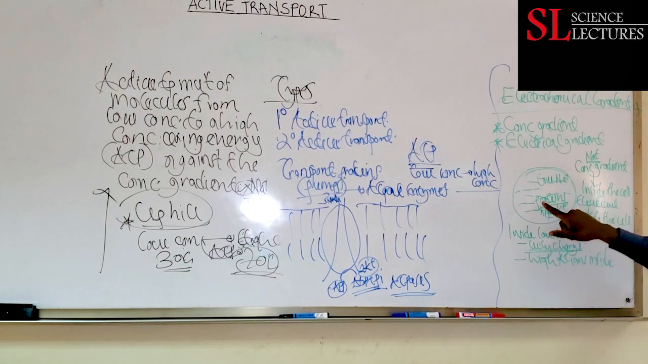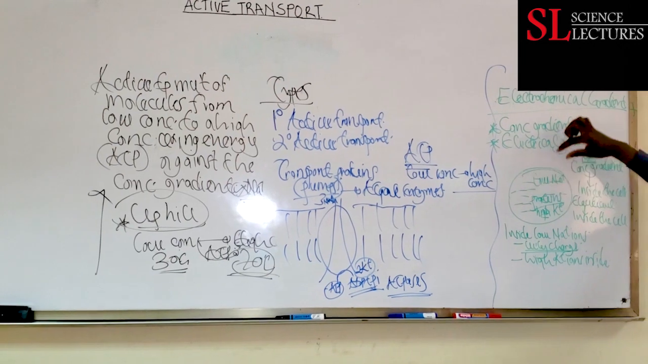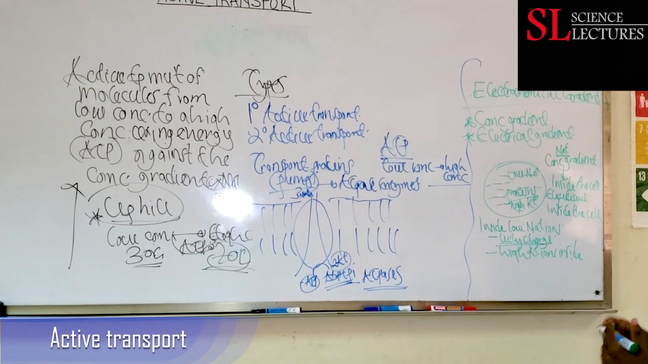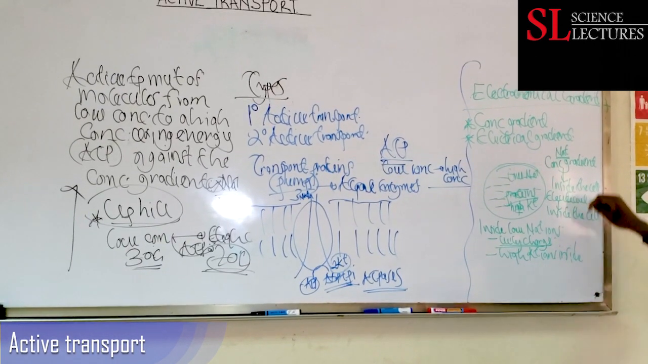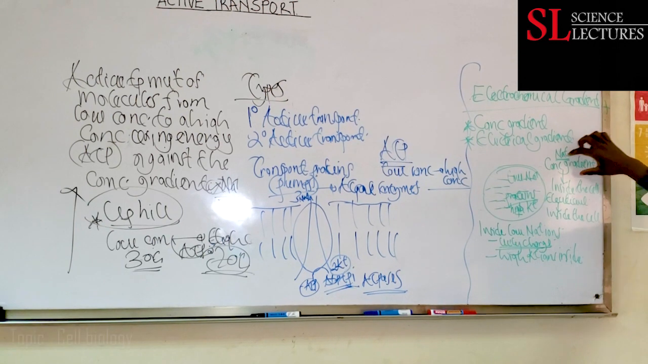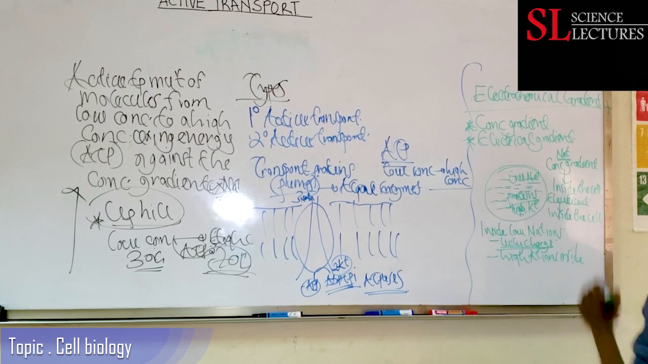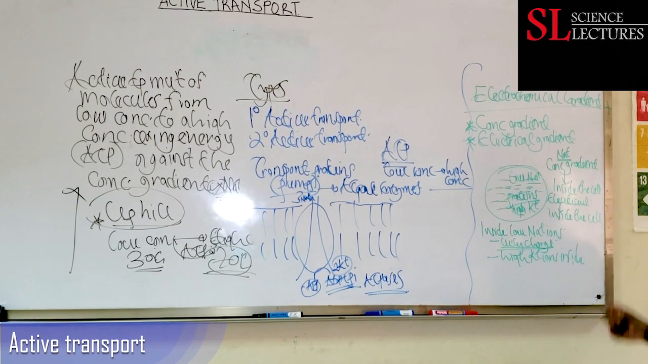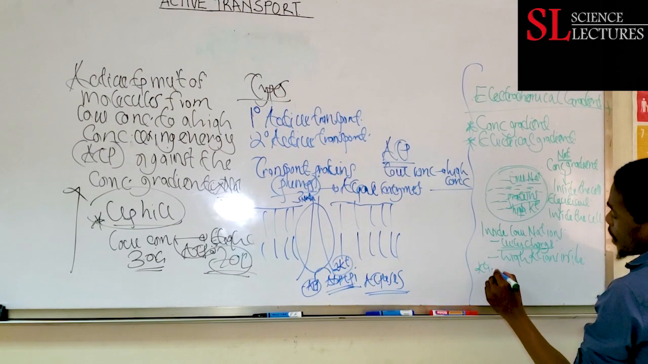Because inside the cell is negatively charged and the sodium ions are positively charged, they will be pulled towards the inside because there is a charge which is opposite to the ones of the sodium ions. So the concentration gradient will lead them inside the cell because they have a low concentration inside the cell, and the electrical gradient will also lead the sodium ions into the cell. So let's have a look at the potassium ions.